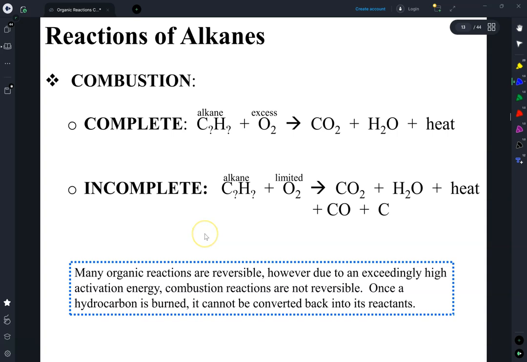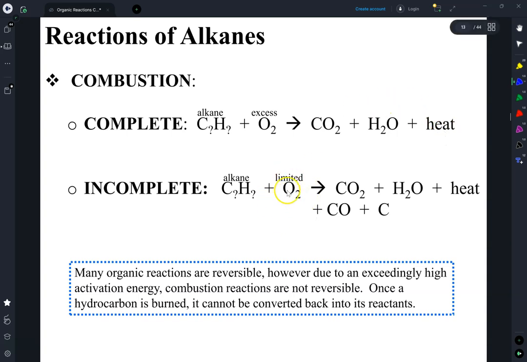In grades 10 and 11 chemistry, you would have been introduced to this chemical reaction, the combustion of hydrocarbons. So let's do a quick recap. During a combustion reaction, oxygen is always required. If you have excess oxygen, so more than you need, then we have a complete combustion reaction, in which case you'll produce carbon dioxide gas, water, and heat.